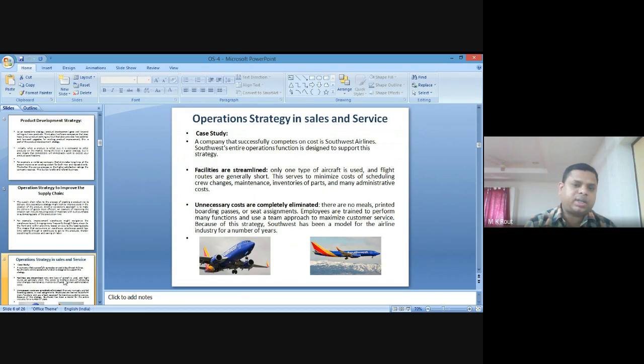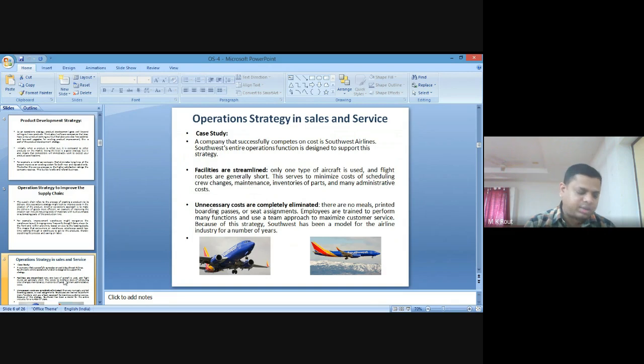So how are the facilities streamlined? Only one type of aircraft is used, and flight routes are generally short. That means they optimize the different routes, and only one type of aircraft is sent to different destinations. This serves to minimize the costs of scheduling, crew changes, maintenance, inventory of parts, and many administrative costs.